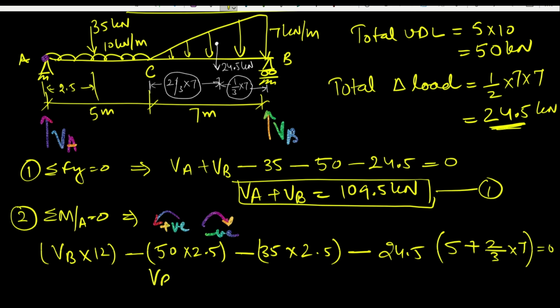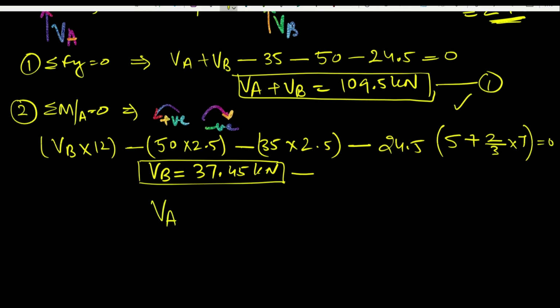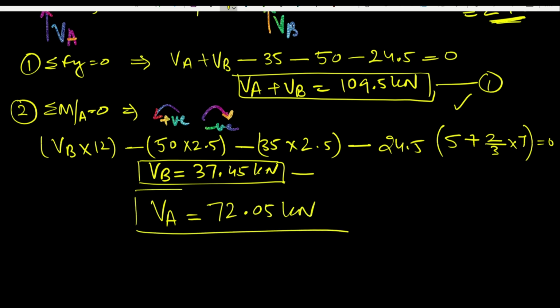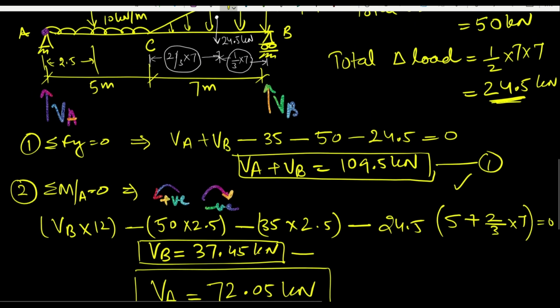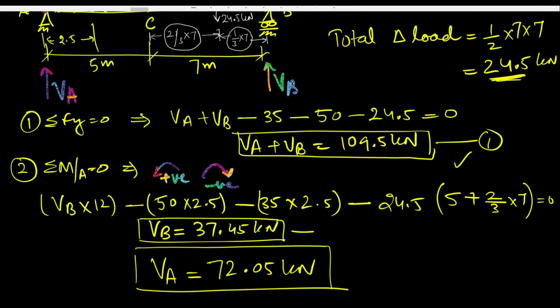This equation will give us the value of VB, and VB is equal to 37.45 kilonewton. Now using this value of VB and equation number 1, we can substitute the value of VB in equation number 1 and find out the value of VA, which is 72.05 kilonewton. So that's how we can deal with uniformly varying load and find out the support reactions.